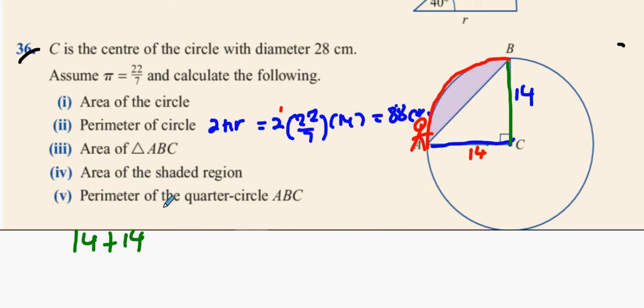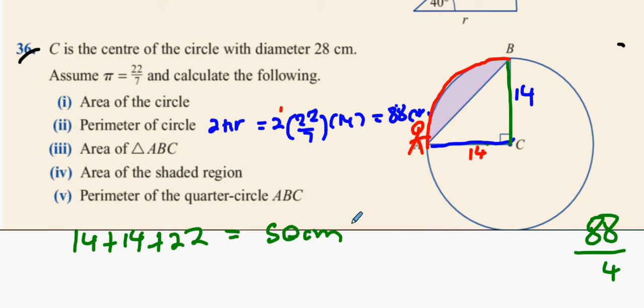Now the next part's the hard part. What do we know about the full circle? If it was to run a full lap of the circle, how long would it be? It'd be 88, wouldn't it? How much of the lap would the red part be? 1/4. So 88 divided by 4? 22. Add them together. 50 centimeters. Everybody cool with that? Who got that one out? Ah, good. Alright, 35 and 36 successfully done. Let's move on.